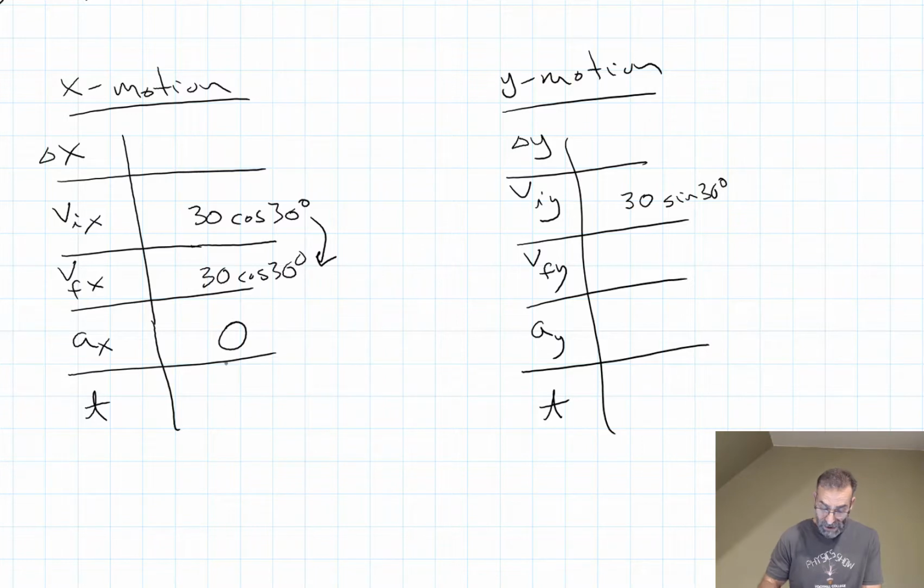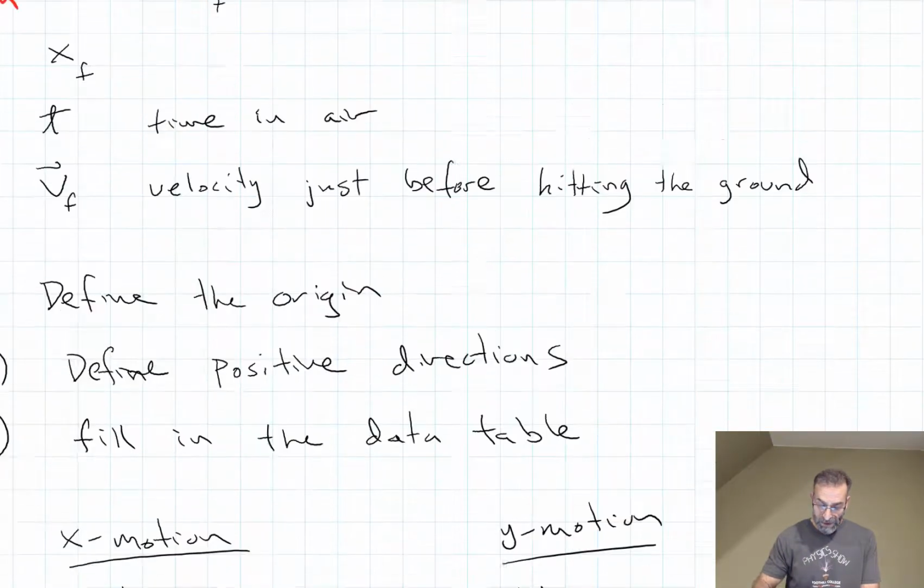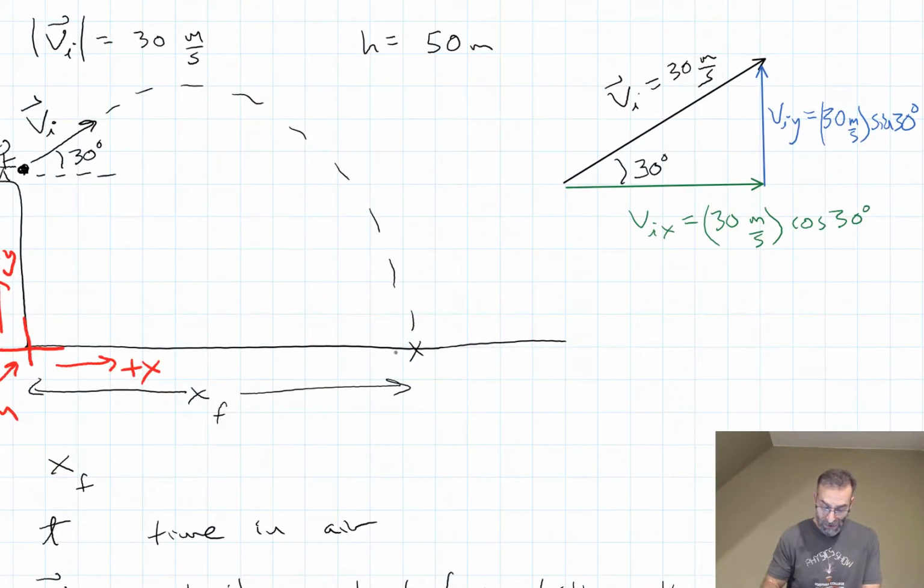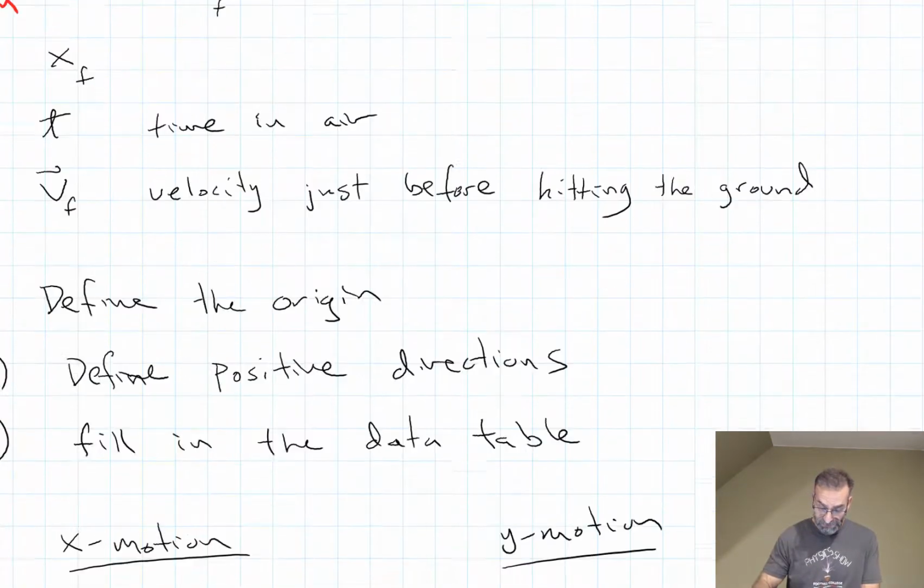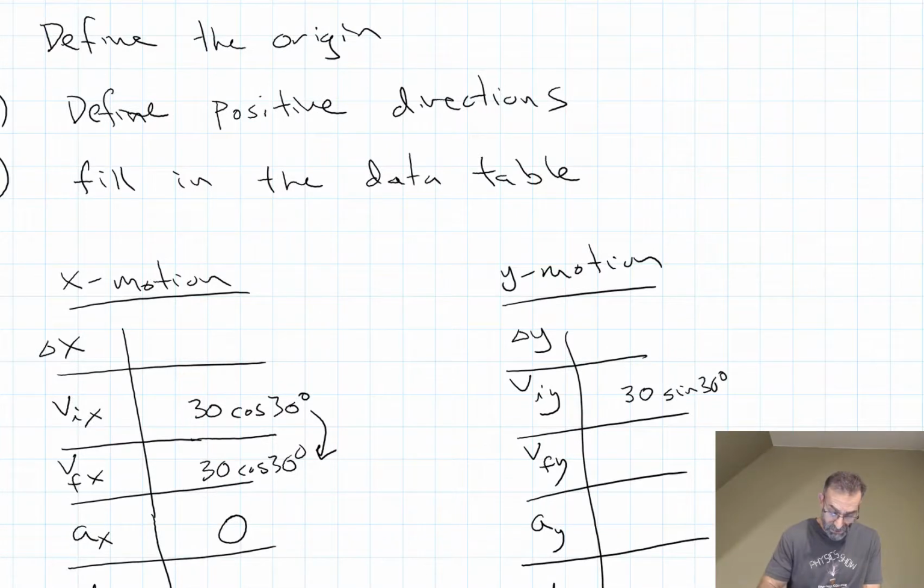But I also know my final velocity in x because my acceleration in the x direction is 0. There's no horizontal acceleration. The only force acting on this object is gravity, and that acts in the vertical direction, in the y direction. So my delta x, I don't know. That's what I'm solving for. My delta y, I do know. It starts at h and it ends at 0. So delta x is what I'm trying to find.